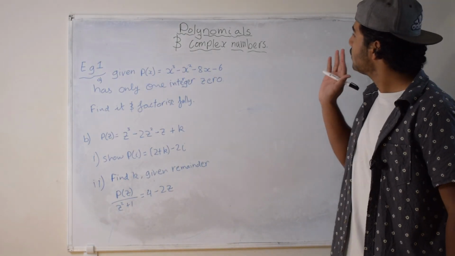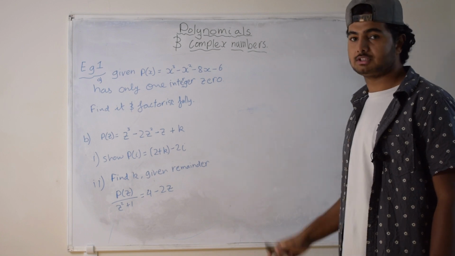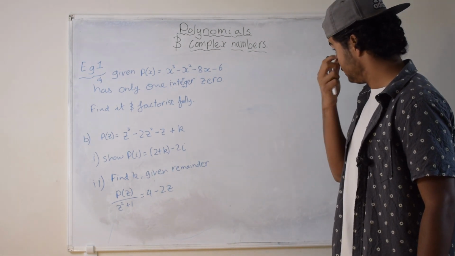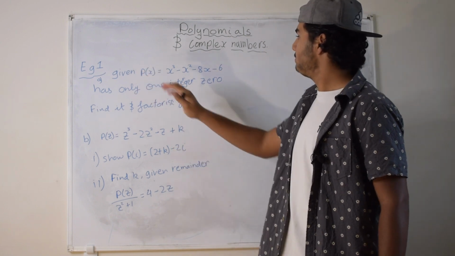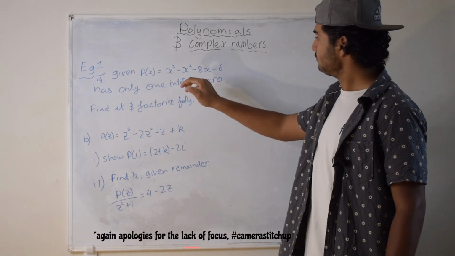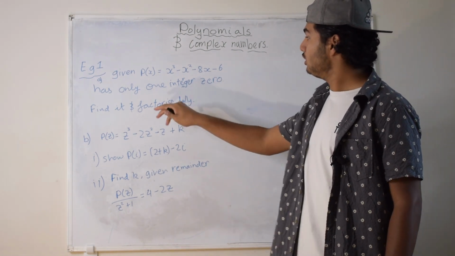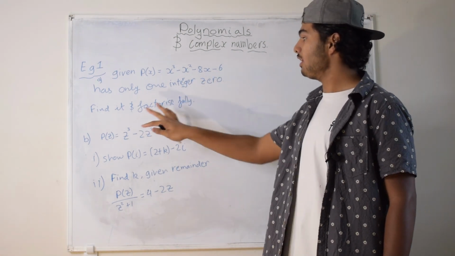In today's video we'll be talking about polynomials and complex numbers. So the first example we have over here, it's got a and b. So it says given p of x equals x cubed minus x squared minus 8x minus 6 has only one integer zero, find it and factorize fully.